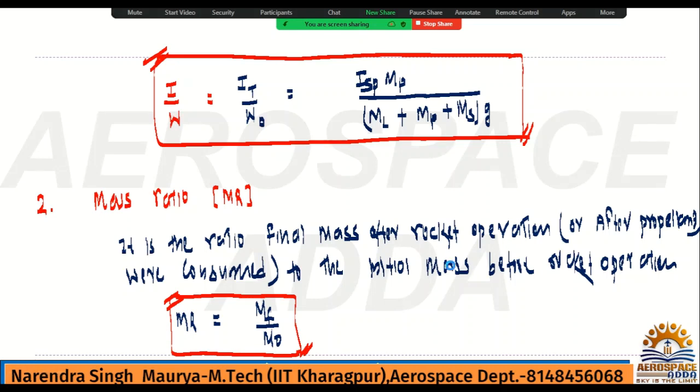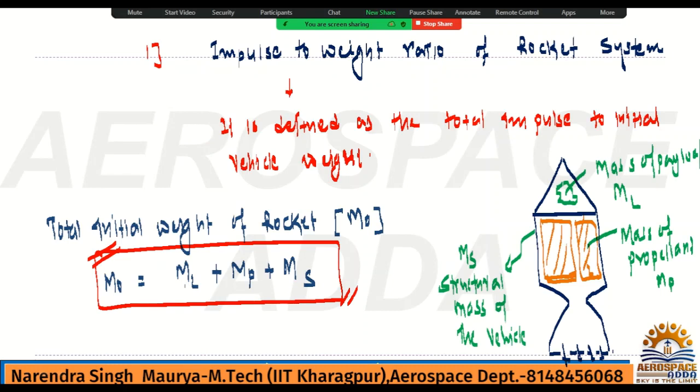Even after rocket operation we will have a mass of the payload and mass of the structure, yes or no? We are considering that the payload is not launched. Otherwise you may think that after rocket operation, whatever payload we have, like a satellite or anything, we have pushed it into orbit. Don't think in that way.